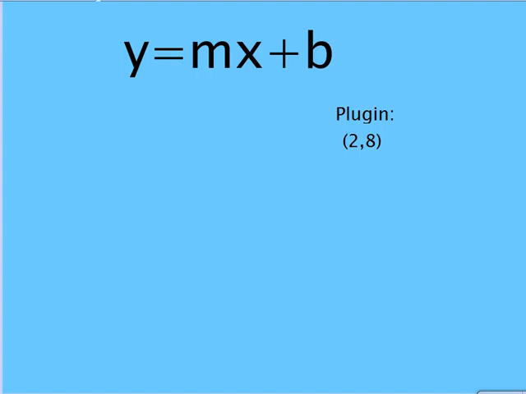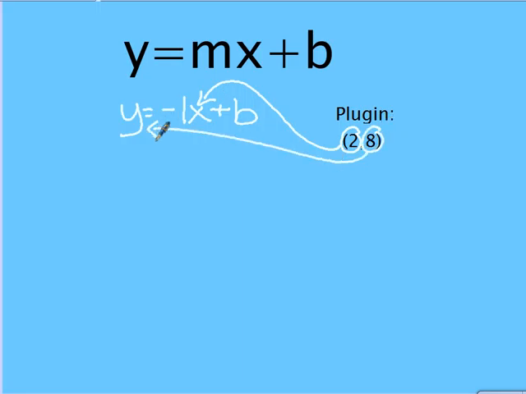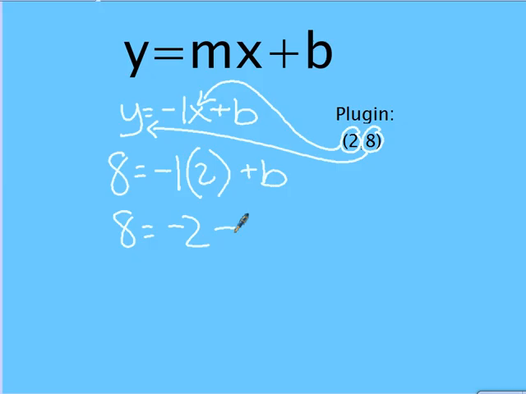First, we're going to plug in our slope into the equation. So y equals negative 1x plus b. And since we don't know our y-intercept yet, we need to plug in a point on the line. In this case, we chose 2, 8 into the equation. So our new equation will be 8 equals negative 1 times 2 plus b. Now we solve. So 8 equals negative 2, because negative 1 times 2 is negative 2, plus b.